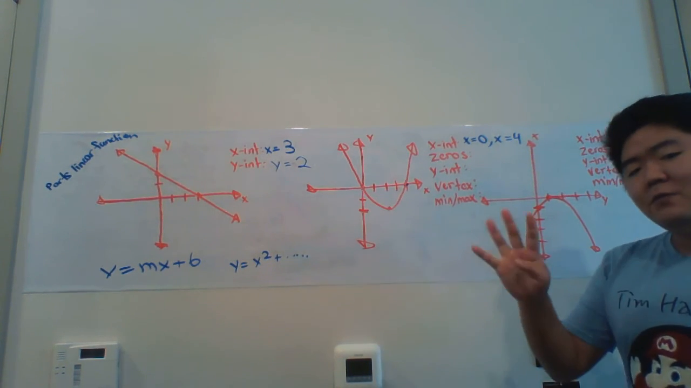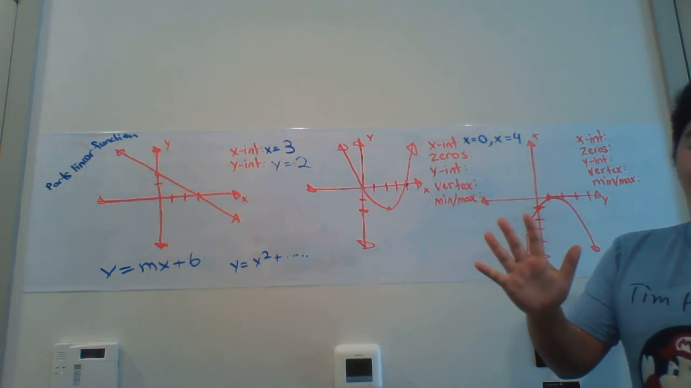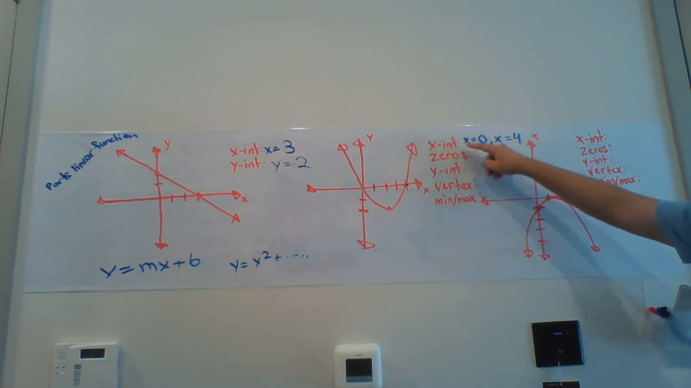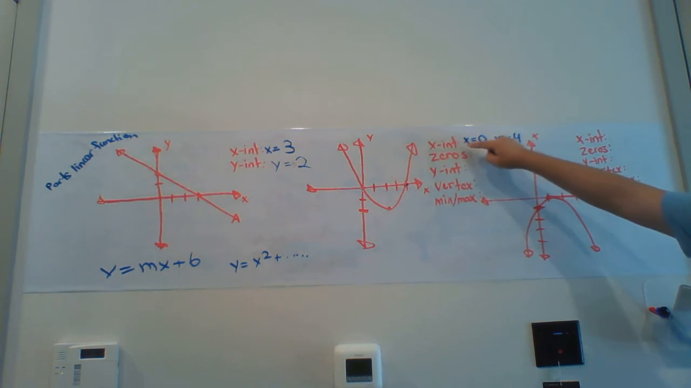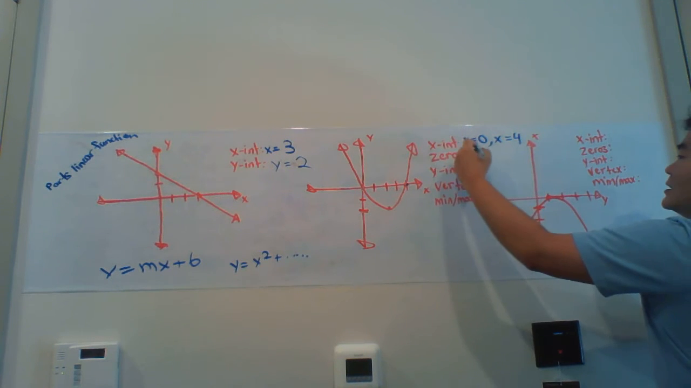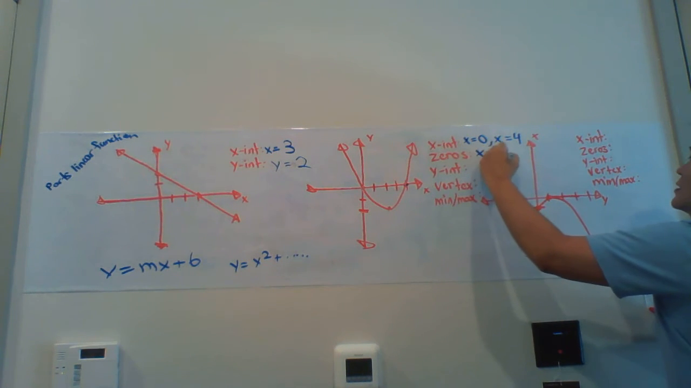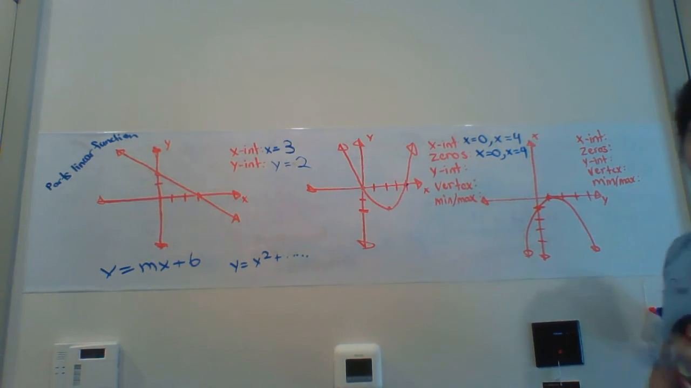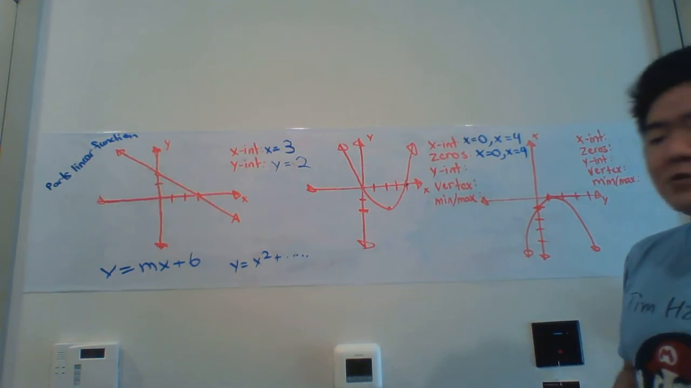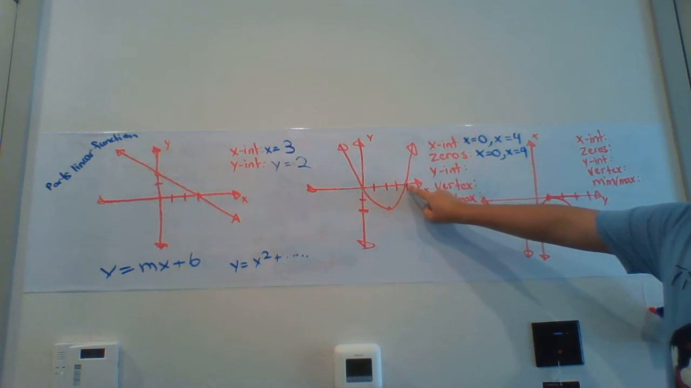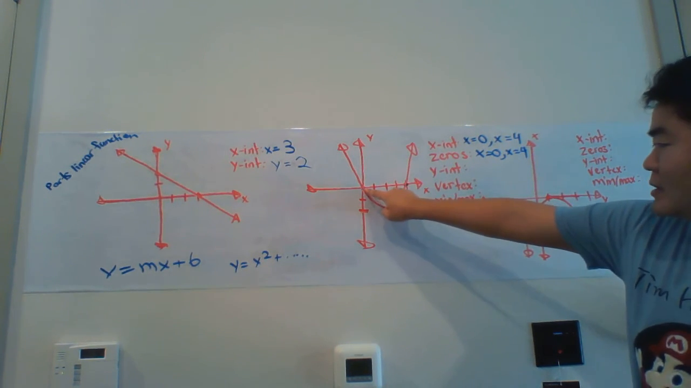Now I said we really have 4 parts here, but I have 5 written. And the reason why is because zeros and your x-intercept are essentially the same, right? We're saying that x-intercept and zeros are essentially the same because it hits at y equals 0. That's why it's called a 0.